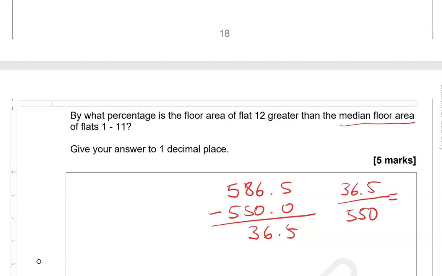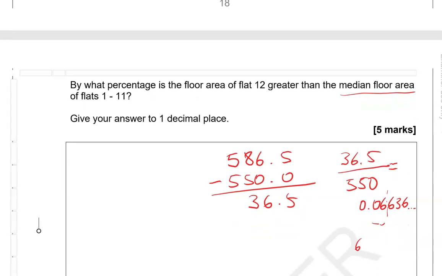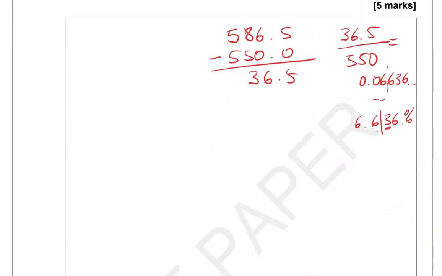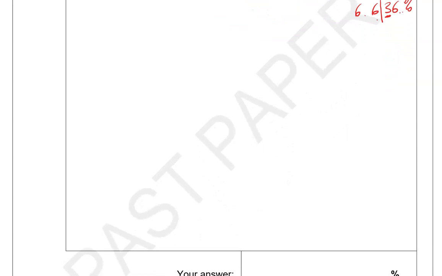So doing this using a calculator, 36.5 divided by 550 gives us 0.06636 and so on. So this is 6.636%. We've got to give our answer to one decimal place, so this will be the cutoff point. Looking at the digit next to it on the right, that's a 3, so that means we're going to keep it as 6.6, so rounding down. So 6.6% is the final answer.